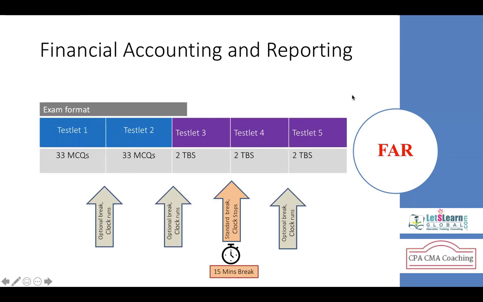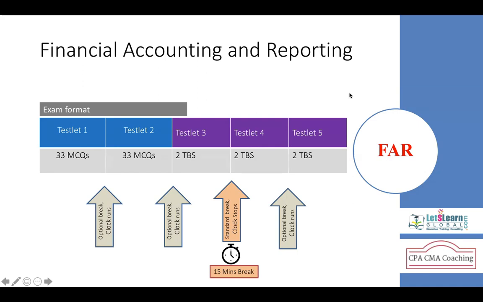The exam format of FAR: the FAR exam is tested in a total of 5 testlets. Testlet 1 and testlet 2 are MCQ testlets of 33 questions each. The first testlet, upon completing 33 multiple choice questions, you can take a break in the exam, but the clock runs, which means the time goes on. The moment you submit testlet 1, you'll be moved on to the second testlet of MCQ, and you'll not be allowed to go back to testlet 1.